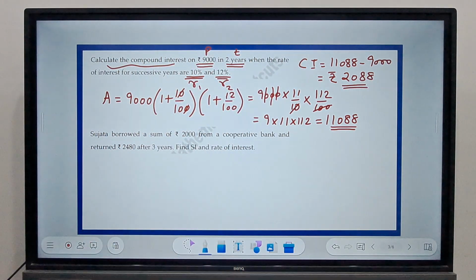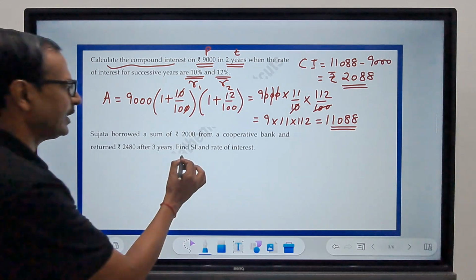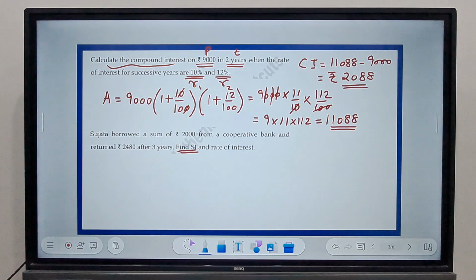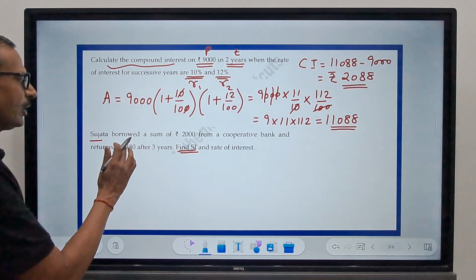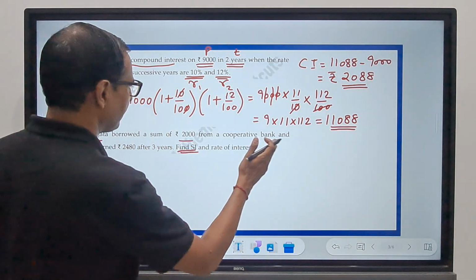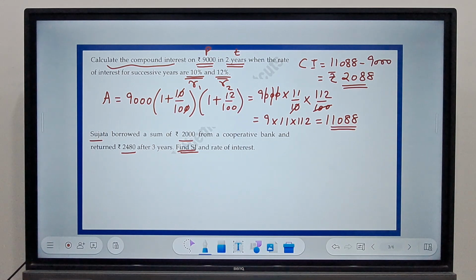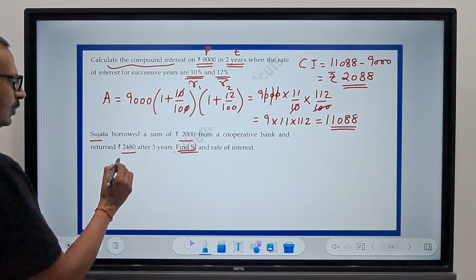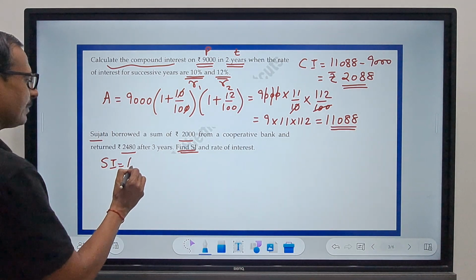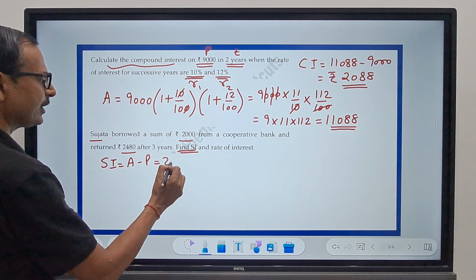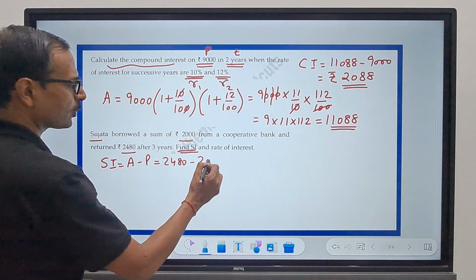Likewise, you have a question here which is simple interest. See? So there's a girl Sujata who borrowed a sum of rupees 2,000 from a bank and returned 2480. So this is the amount she pays back. So the simple interest is always amount minus principal. Amount returned is 2480 and the principal borrowed was 2,000.